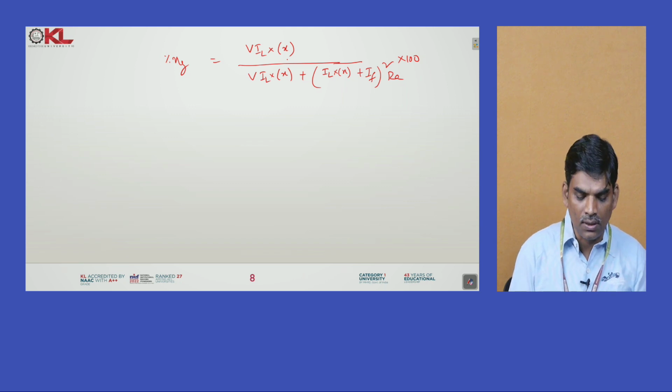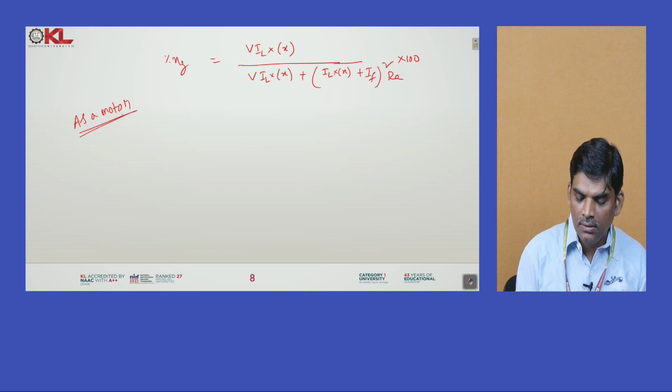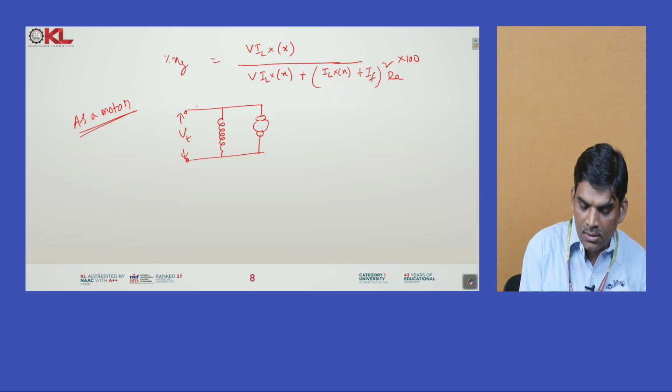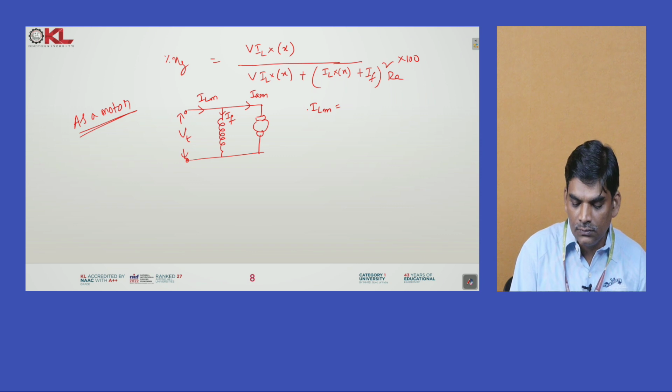For example, take it as a motor. As a motor, how to calculate it? Take this simple shunt motor having field winding and armature winding. We apply the voltage. Why? Because motor input is electrical. It draws the current ILM, and this is called IF. This is called IAM. So according to KCL, the total load current ILM is equal to IF plus IAM.